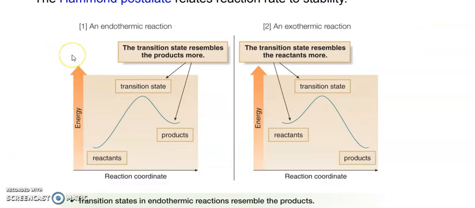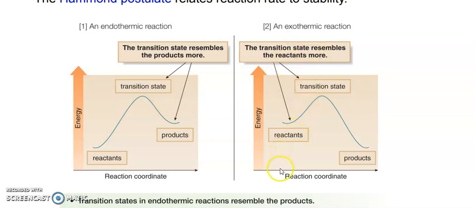So we have here exothermic reactions and endothermic reactions. You can see the pictorial diagram for the endothermic reaction: reactant energy is less than product energy, and this is the transition state. So the transition state resembles the product more. In the exothermic case, the transition state resembles the reactant more.